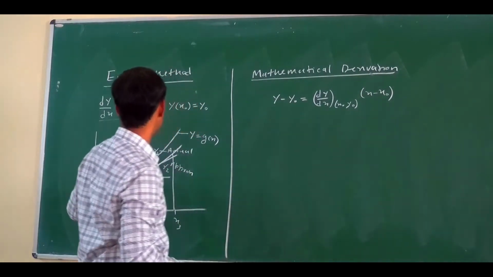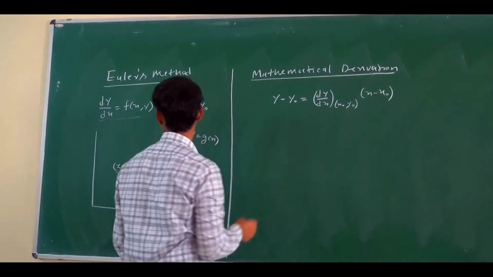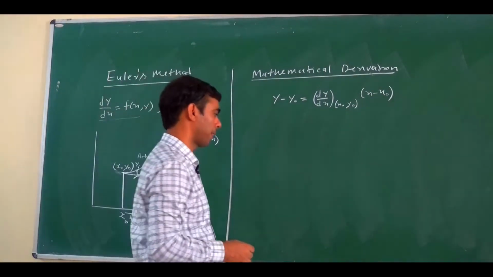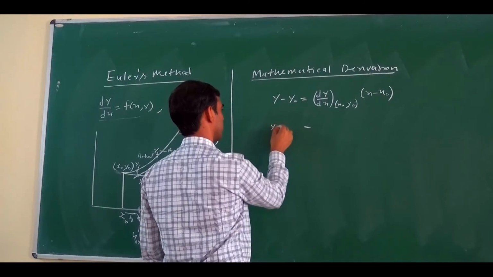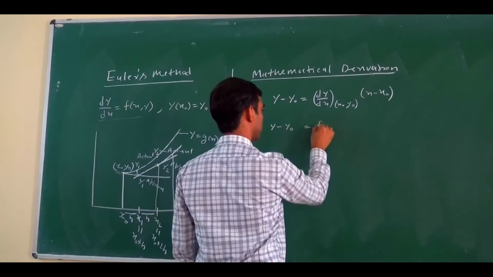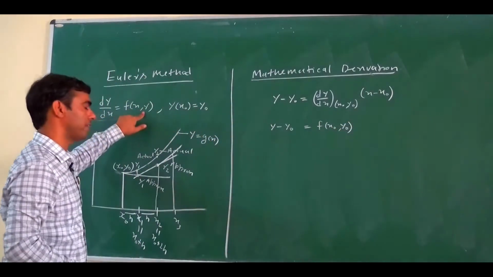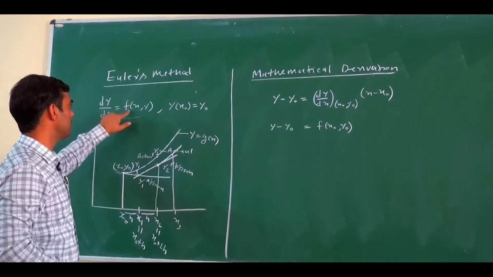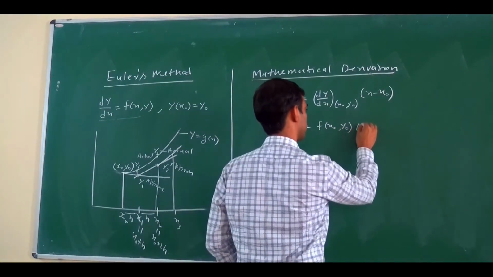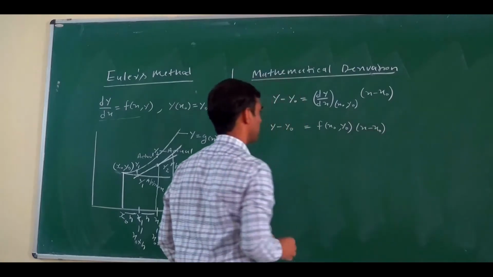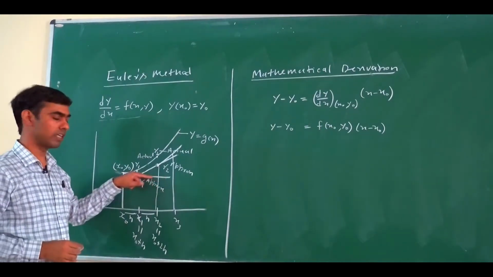So in place of dy by dx, what is the value of dy by dx? It is f(x, y). So here we write y minus y0 equal f of (x0, y0) times (x minus x0), because the value of dy by dx is f(x, y), and dy by dx at (x0, y0) is f of (x0, y0). Now we assume that this one is a solution. In the case of the Euler method, we assume that this equation of a tangent is a solution.